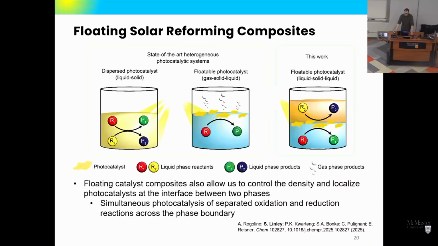So what we did here is we took our organic phase. We said we're going to do an oxidation reaction in our organic phase and produce a useful product here. We're going to do a different reduction reaction in the aqueous phase, produce a different useful product over here. And we're going to have this floating catalyst layer sitting at the interface between these two phases so that we can do both of these reactions simultaneously and allow that inherent product separation.